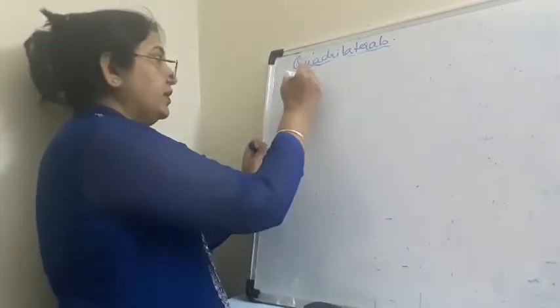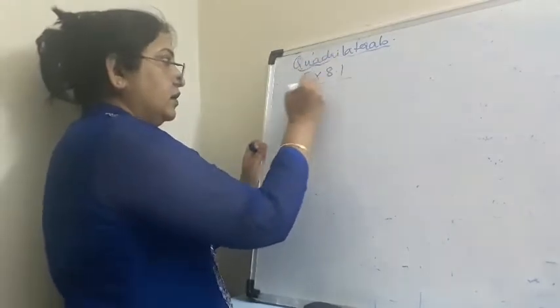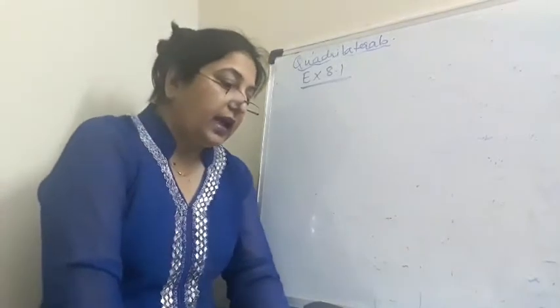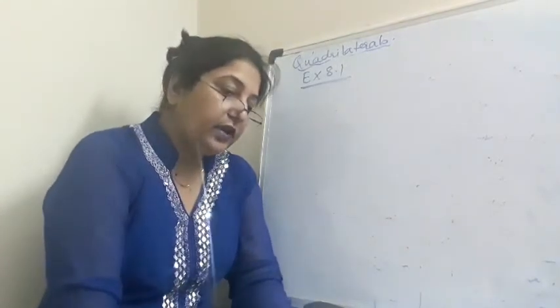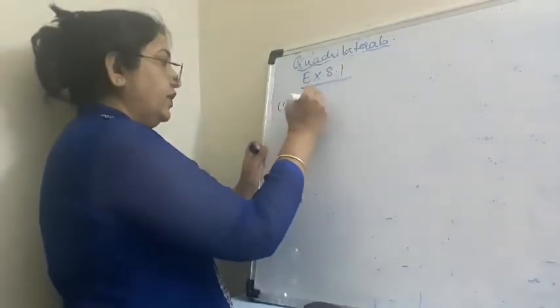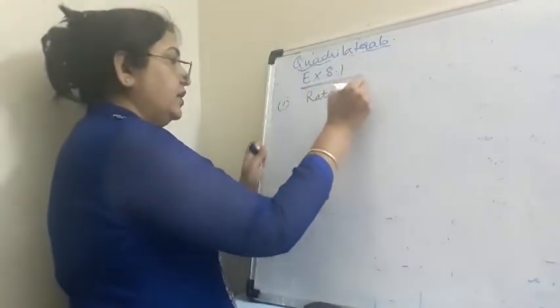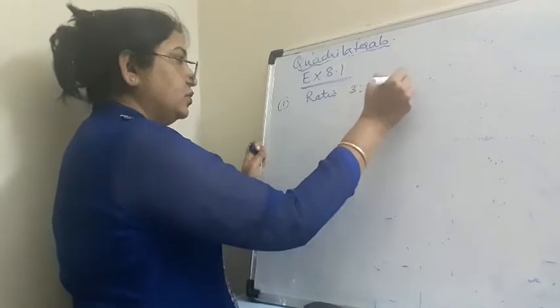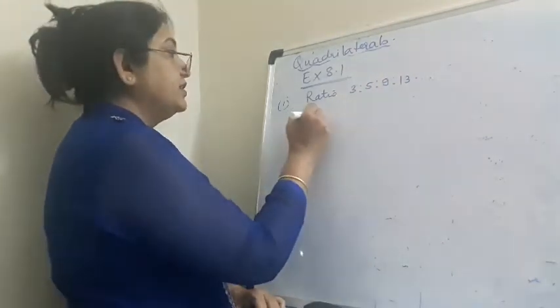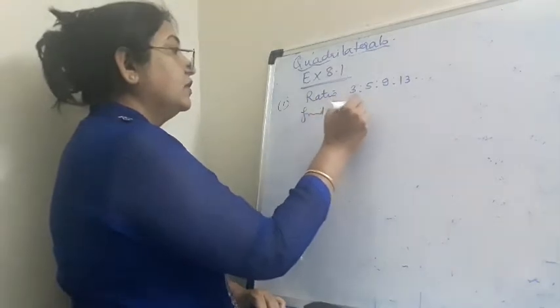exercise 8.1. You must be having your book with you. The angles of the quadrilateral are in the ratio of 3:5:9:13. The ratio is 3:5:9:13. Yes.